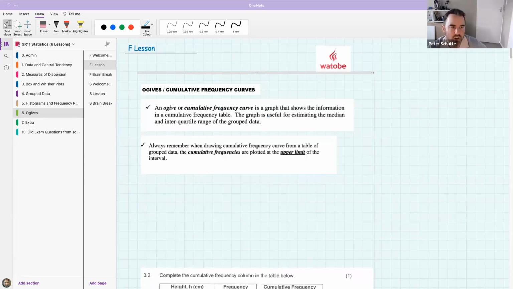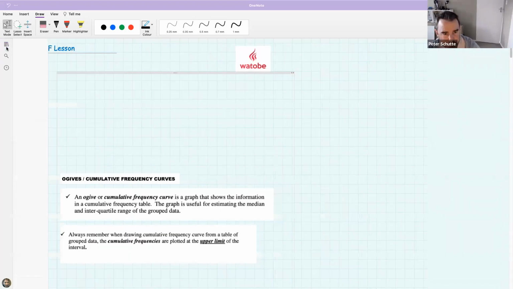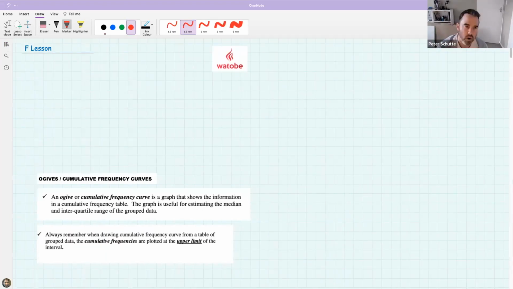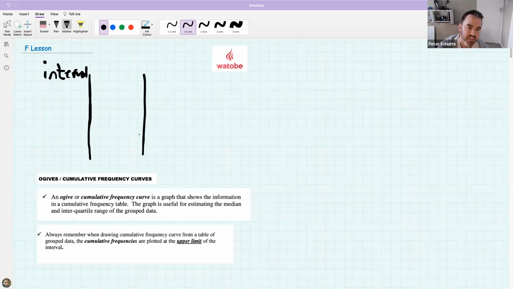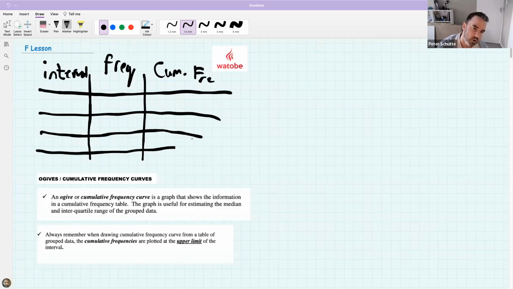So if we look at what we were doing at the end of the last lesson, let's just do a little recap. Over the last while, we've been talking about grouped data, where we have intervals and then we have frequency columns. And today, especially, we're going to focus on what's called the cumulative frequency for grouped data.